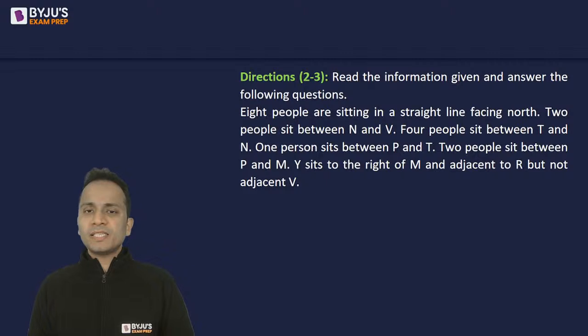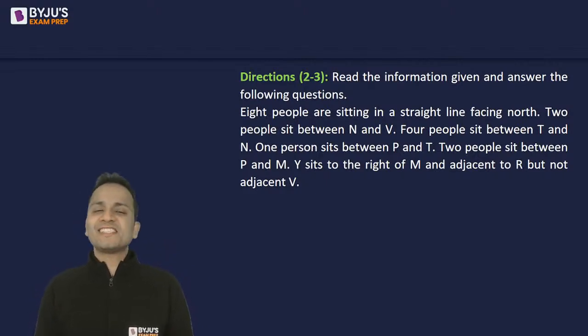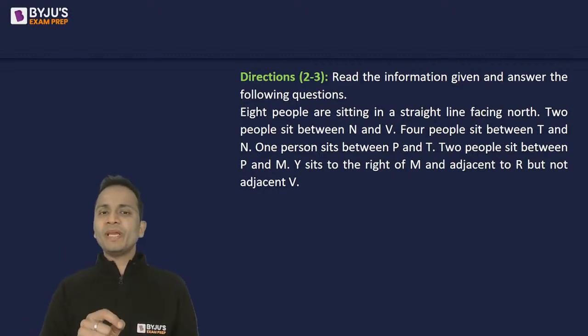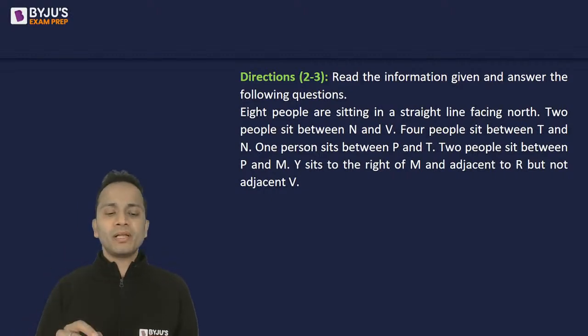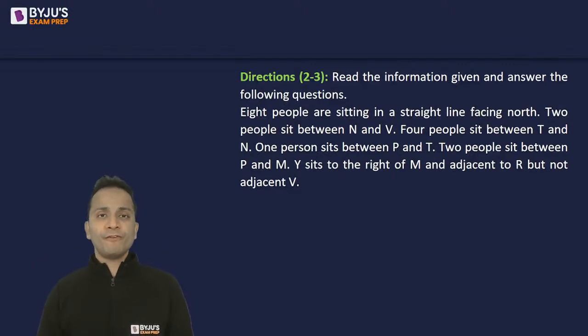Now, 8 people are sitting in a straight line facing north. If all of them are facing the same direction, it does not matter if it is north or south. All of them are facing the same direction. You will have to make the arrangement in one particular manner that is convenient for you. So 8 people are sitting in a straight line.